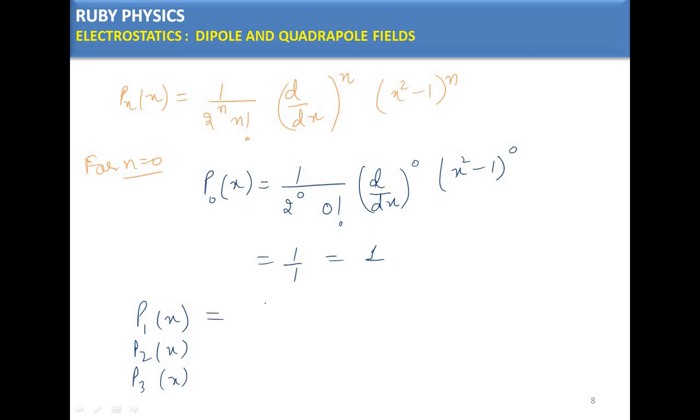p1x is equal to x, p2x is equal to 1/2 of 3x square minus 1, okay, and p3x is equal to 1/2 of 5x cube minus 3x, okay.